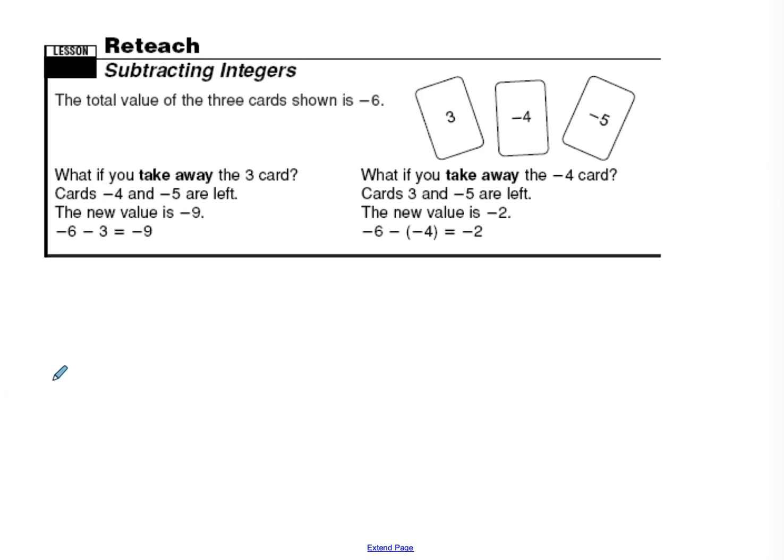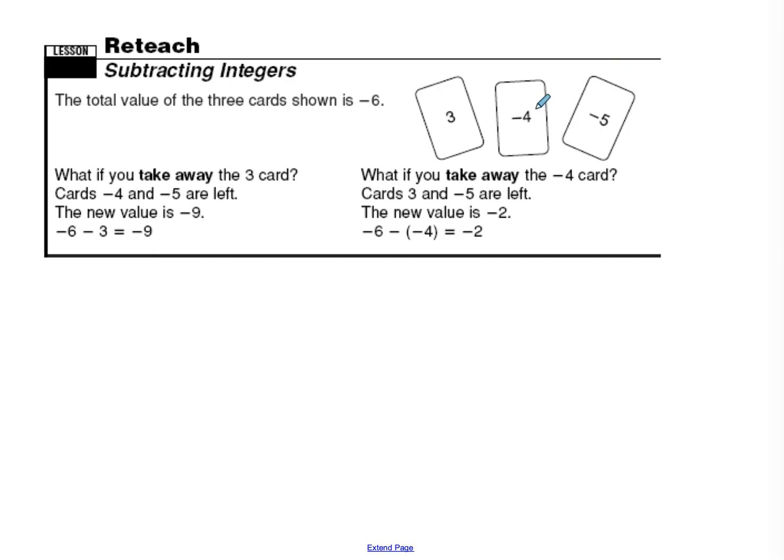All right, so for this next one, reteach subtracting integers. So I am thinking about subtraction as taking away. Here I have 3 cards. I'm going to take away 1, and then I'm going to see what I have left. So here, these three together have a total of -6. 3 plus -4 is -1, plus -5 is -6. So what do you get if you take away the 3 card? Well, if that wasn't there, we would just have the -4 and the -5, and that would be -9. So -6, our total, minus the +3 gives us -9.